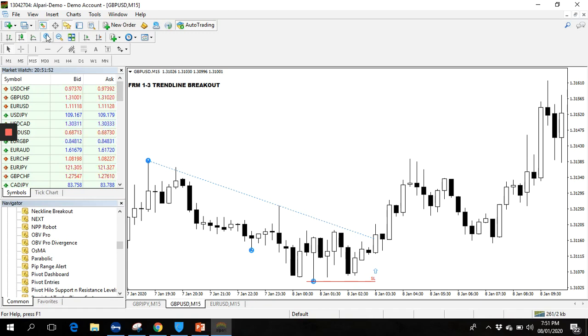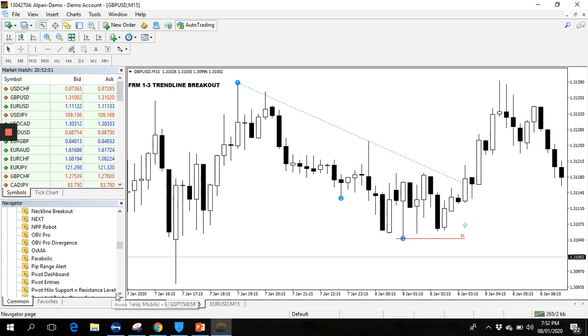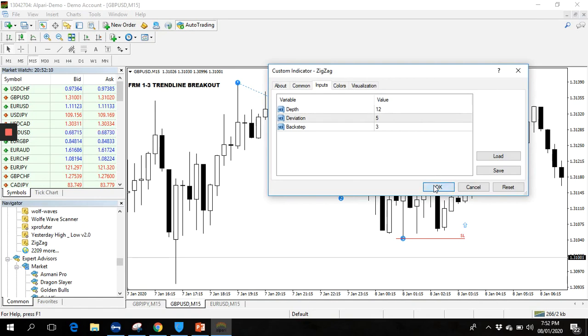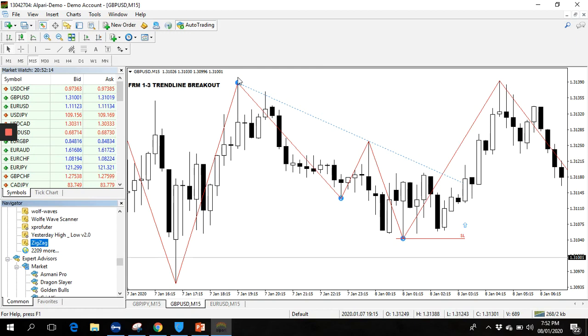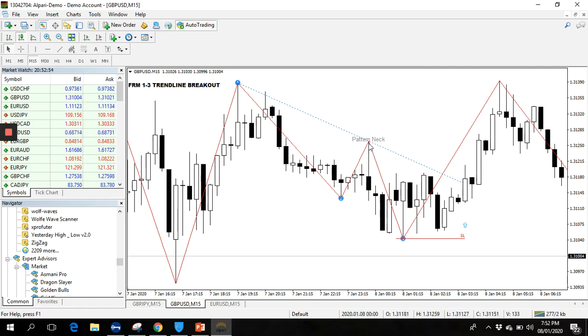Now we have 3 points and a neck. Let's look at this pattern, for example. Okay, let me bring up the zigzag to see this pattern better. Now, when you look at the zigzag, we have 1, 2, 3, 4. 4 points forming the pattern. These points 1, 2, 3 are the 3 major points of the pattern. This particular point here is called the neck of the pattern. I'll put that up. Yeah, the pattern neck.